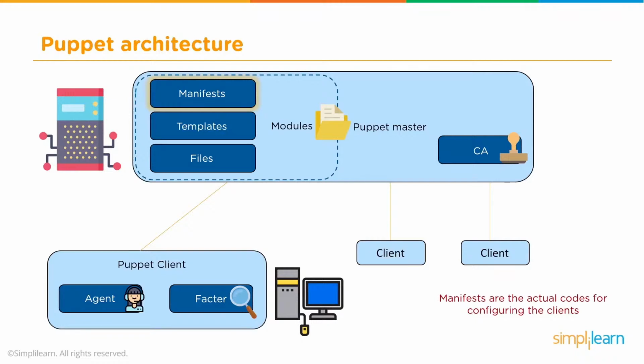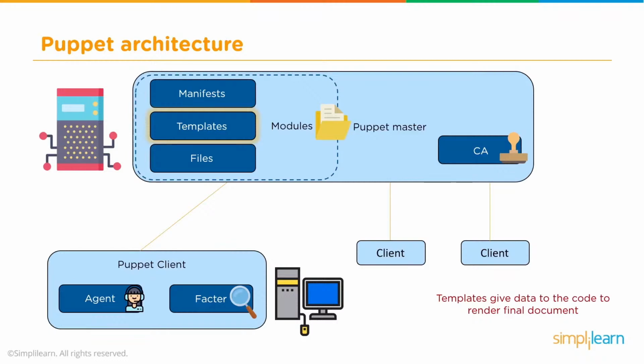Modules tie manifests, templates, and files into a single unit. Now this code dictates the instructions for performing various tasks on your client. The next component is templates. If manifests are your code, templates are the data. Let me explain this with an example. Consider you want to create a file called index.html on one of your client machines. You write the code for creating this file in your manifest and the content of this file is written in your templates. Then you simply link them.